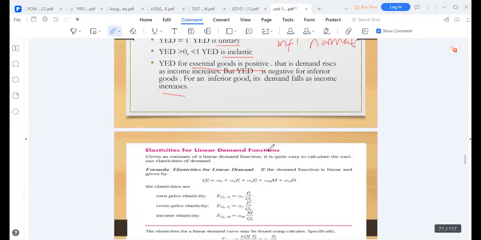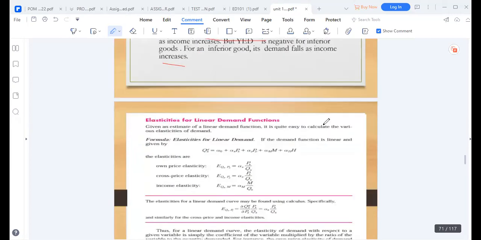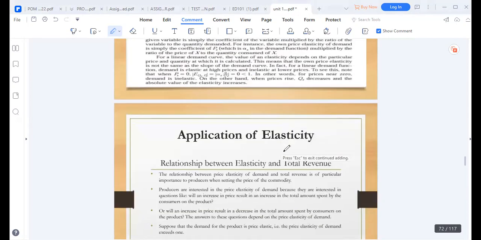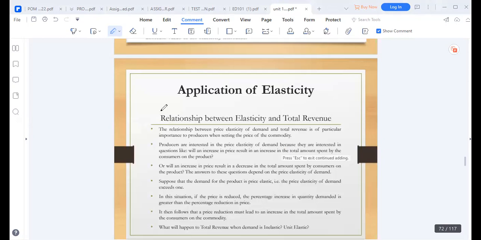Now, I'm going to use a multilinear function to calculate the elasticity. So we can calculate elasticity using a multilinear function. So let's look firstly at the relationship between elasticity and total revenue. When you're looking at the relationship between the price elasticity of demand and the total revenue, it is important to know these two.